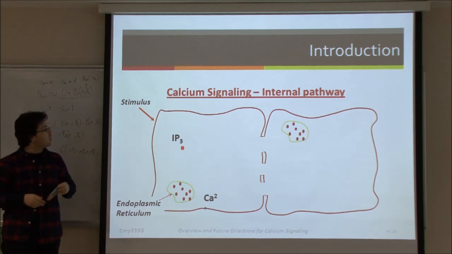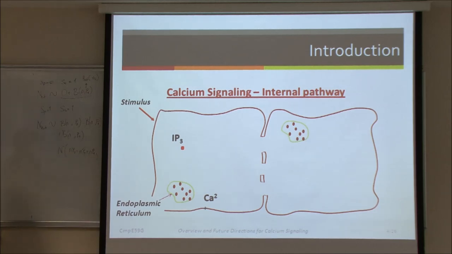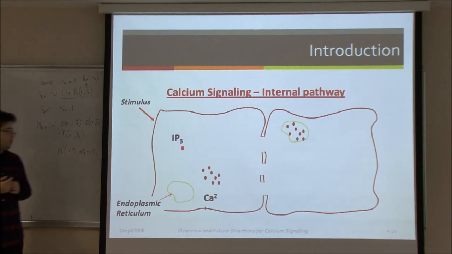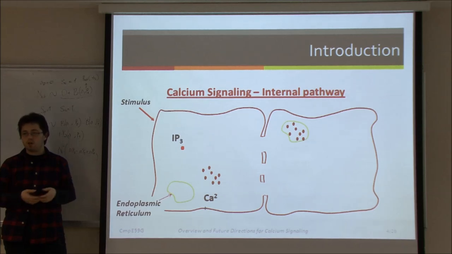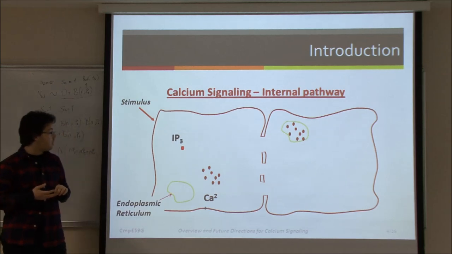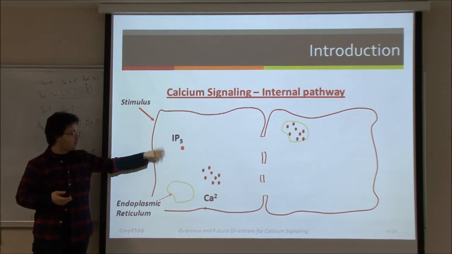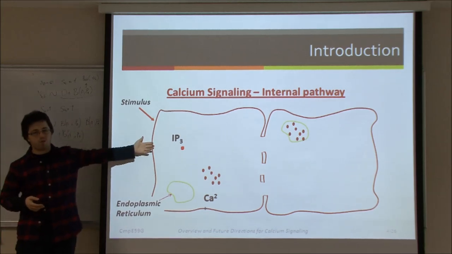So when the cell is triggered by the stimulus, a chemical called IP3 is released inside the cell. These IP3 chemicals enable the cell to release some calcium ions stored in an organelle, which is like a storage, like a depot of the calcium ions. So the cytoplasmic calcium concentration increases due to the increase of the IP3 molecules.